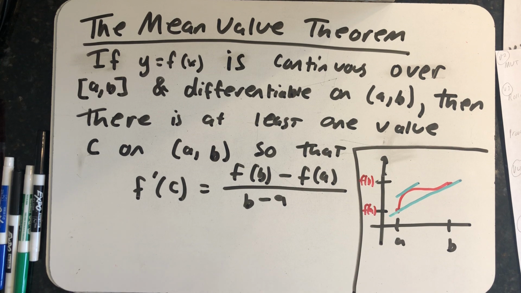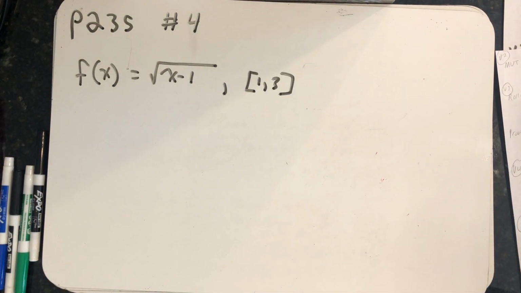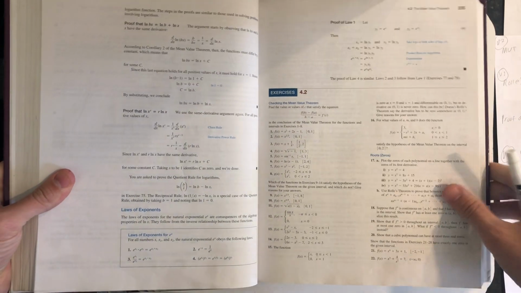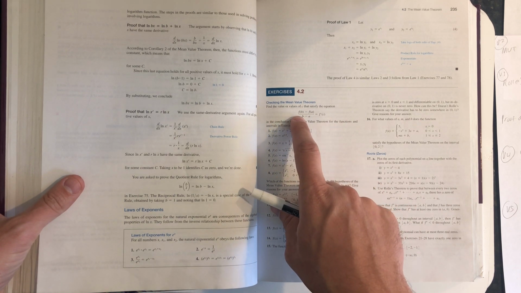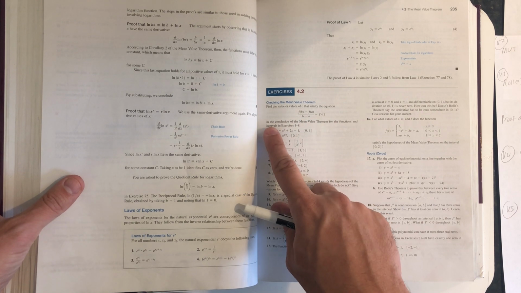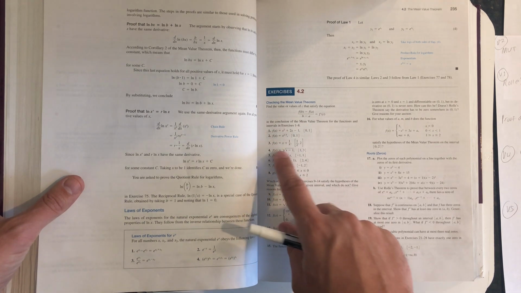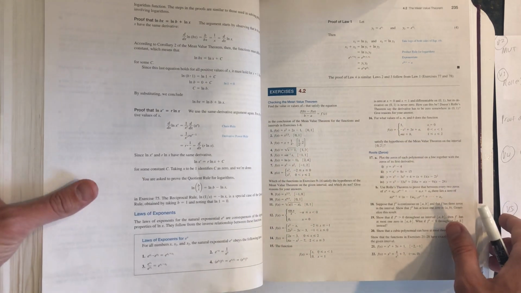Well, let's use the mean value theorem with a particular function to work an example. I want to start with problem number 4 on page 235. The instructions here: find the value or values of c that satisfy the equation f of b minus f of a all over b minus a equals f prime of c in the conclusion of the mean value theorem for the functions and intervals given. So in problem number 4, we're given the square root of x minus 1 over the interval [1, 3].